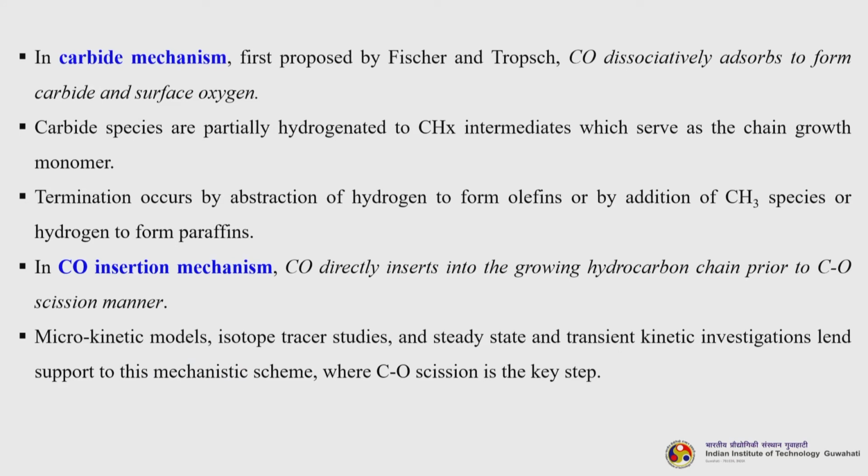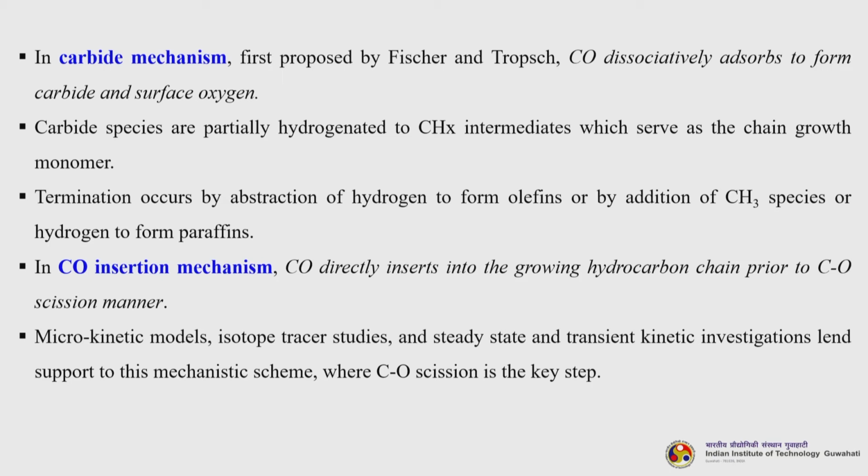So, in the carbide mechanism first proposed by Fischer and Tropsch, carbon monoxide dissociatively adsorbs to form carbide and surface oxygen. Carbide species are partially hydrogenated to CHx intermediates which serve as a chain growth monomer. Termination occurs by abstraction of hydrogen to form olefins or by addition of CH3 species or hydrogen to form paraffins. Whereas, in the carbon monoxide insertion mechanism, carbon monoxide directly inserts into the growing hydrocarbon chain prior to carbon-oxygen scission.